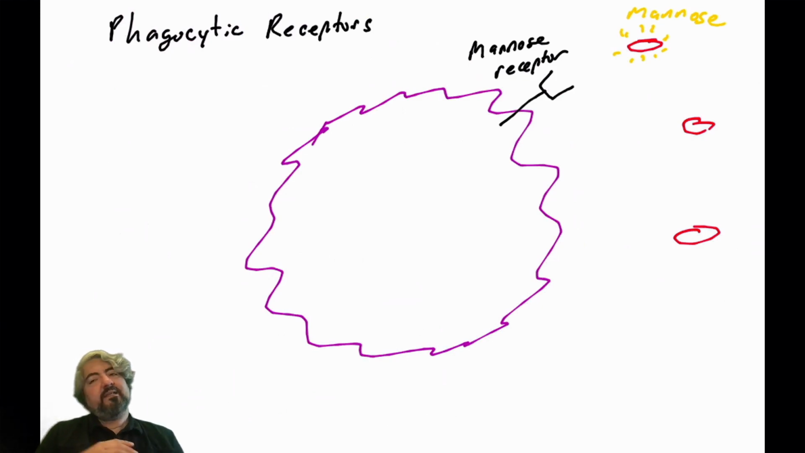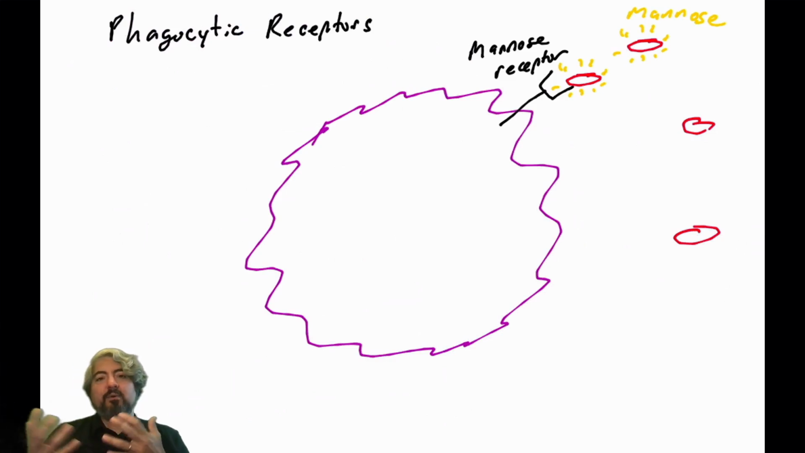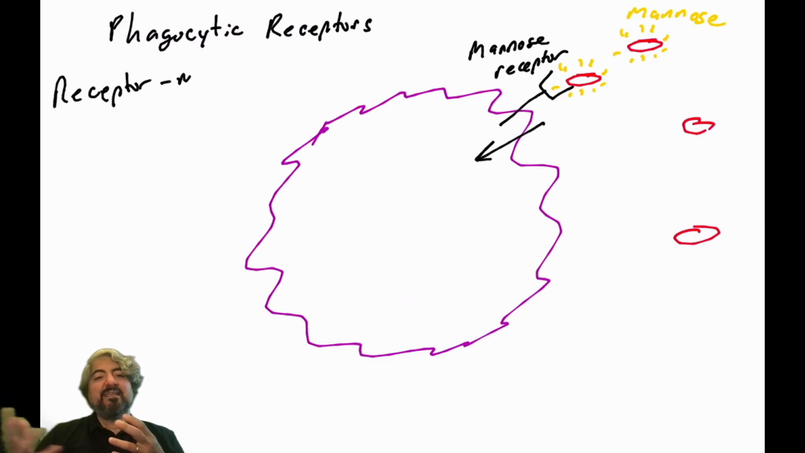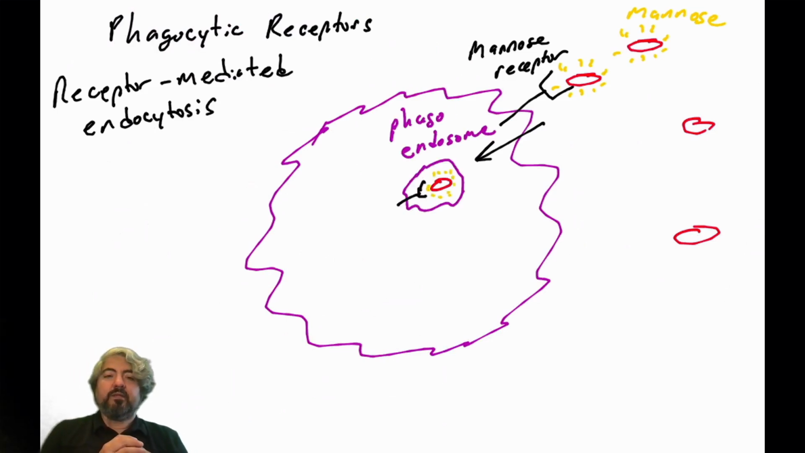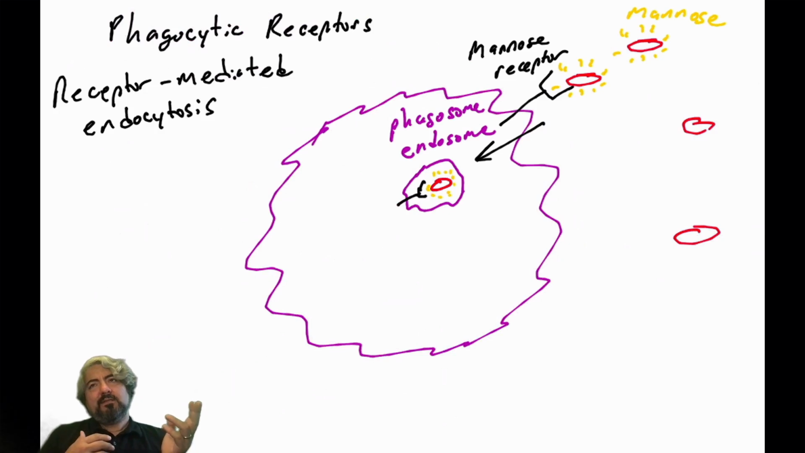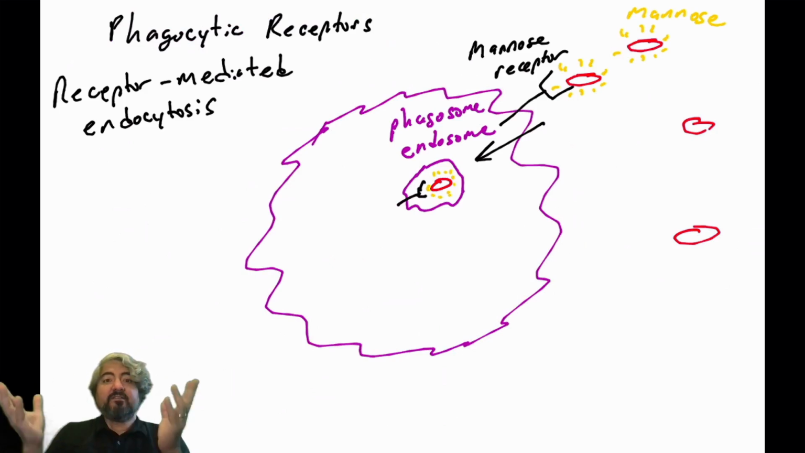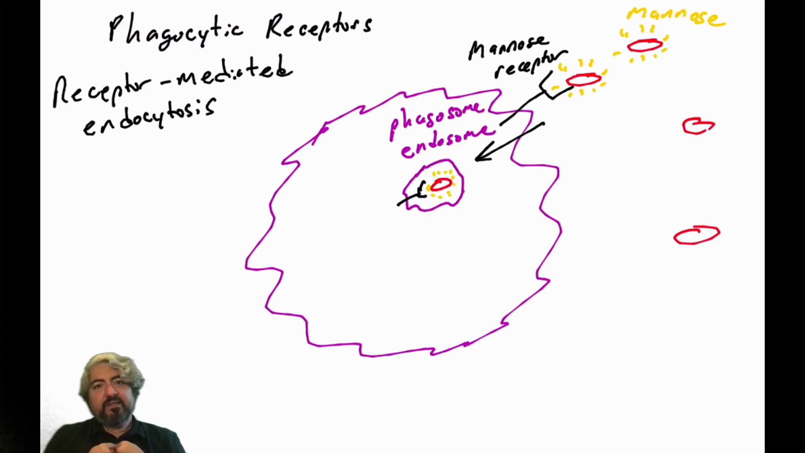So if mannose is on the surface of a pathogen, and our macrophages have a mannose receptor, well, mannose will bind the mannose receptor, allowing this pathogen to be taken inside the phagocyte, right? This is a macrophage. And so what's going to occur here is receptor-mediated endocytosis. Recall the terms endocytosis, exocytosis, involving vesicles that are either being taken into a cell or being released from a cell, right? Exocytosis, endocytosis.